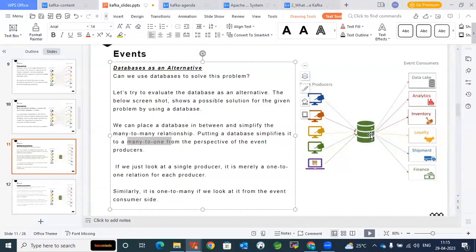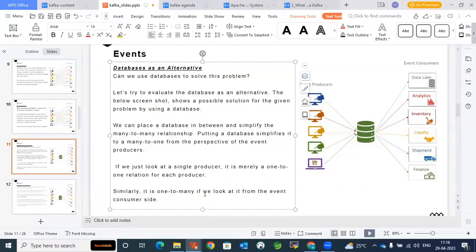Carefully observe this point. Here, one POS machine is sending many invoices. It is sending to one database system. It is many to one now. So if we just look at a producer, it is merely a one-to-one relation with each producer. So here, if you think about the producer-wise, not the event-wise, many events are reaching one database. One producer is sending many events to one database, right?